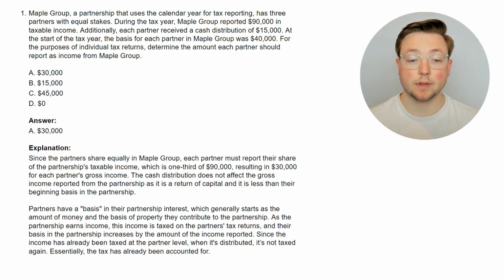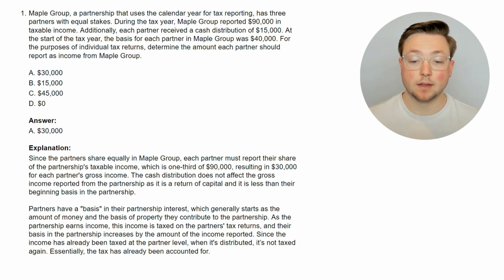All right, so the answer is $30,000. Since the partners share equally in Maple Group, each partner must report their share of the partnership's taxable income, which is 1/3 of $90,000, resulting in $30,000 for each partner's gross income. The cash distribution does not affect the gross income reported from the partnership, as it is a return of capital and it is less than their beginning basis in the partnership.